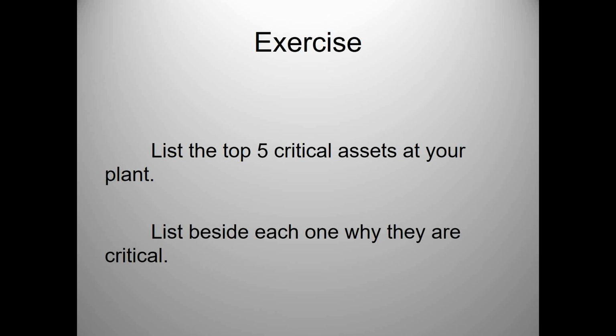So if I ask each one of you, we won't do this since we're on a phone call, but when I do this in a training, I have people list the top 5 critical assets in your plant. And then beside each of those assets, we list why are those assets critical? What makes them critical? And a lot of times, depending on who the discipline is, whether it's maintenance or operations, they have different reasons for why it's critical. Because operations people are operations oriented, they want things to run. They have to produce product. So a lot of their concern is downtime.